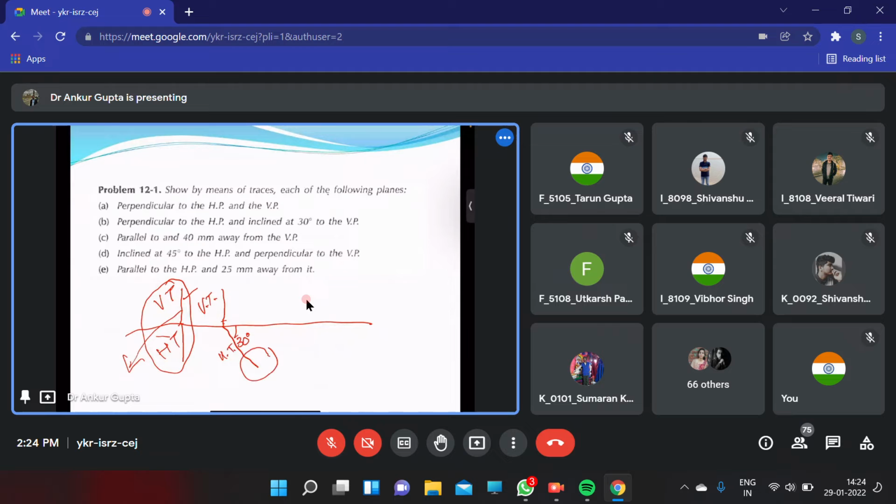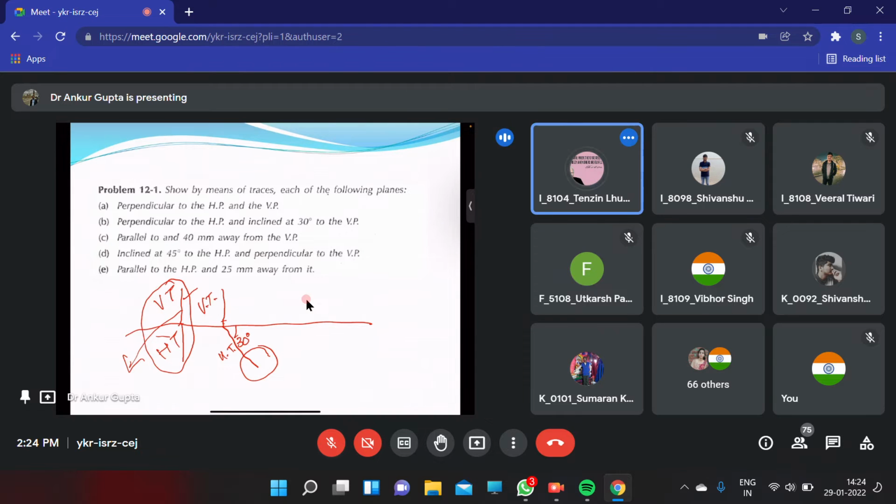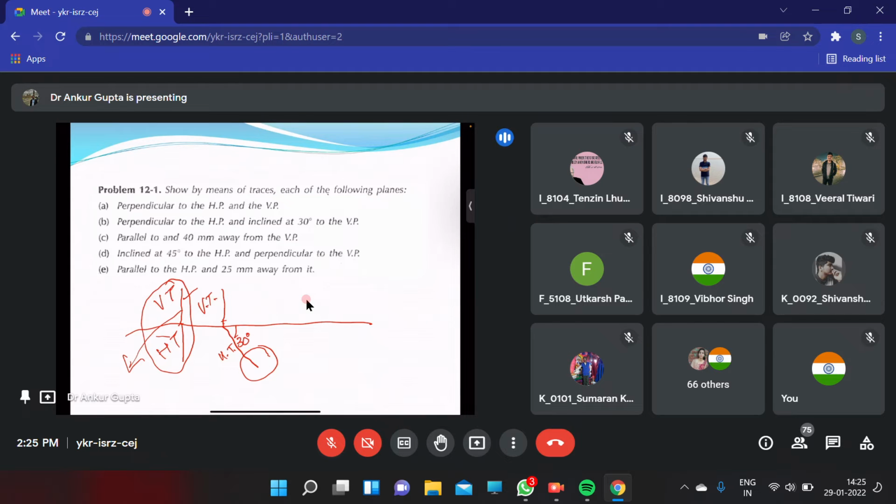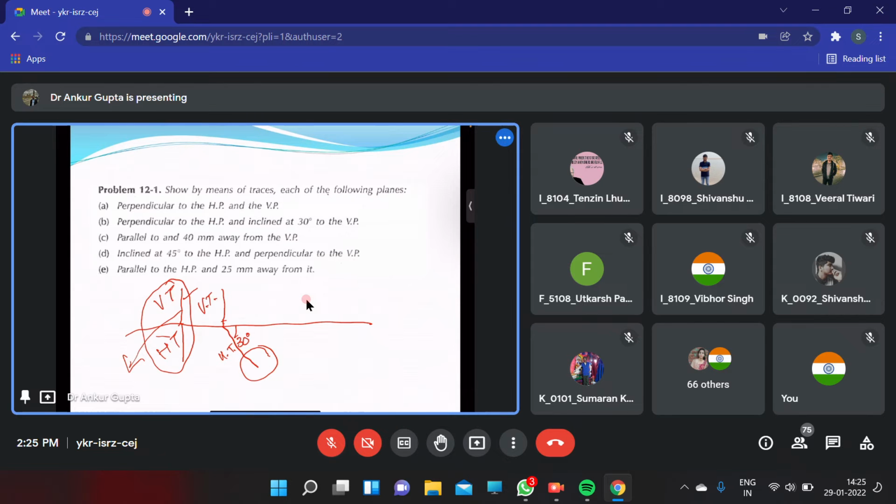How about this? Is this perpendicular to both the planes? No, sir. Perpendicular to only one plane, so it cannot be a profile plane. ठीक है? Okay, next. I hope it's clear. A profile plane is a plane which is perpendicular to both the reference planes.